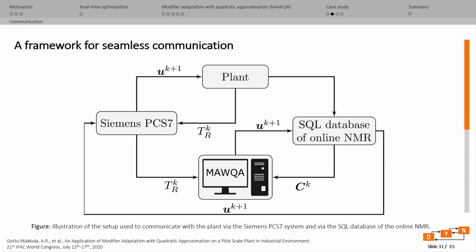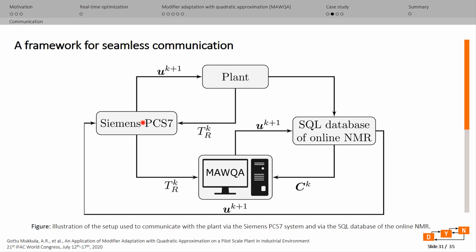In order to run the real-time optimization scheme at the real plant autonomously, it was necessary to establish a reliable communication between the real-time optimization and the Siemens PCS7 control system of the plant, and between real-time optimization and the SQL database of the online NMR. A schematic of the communication scheme used for the experimental implementation of the real-time optimization is shown in the figure.